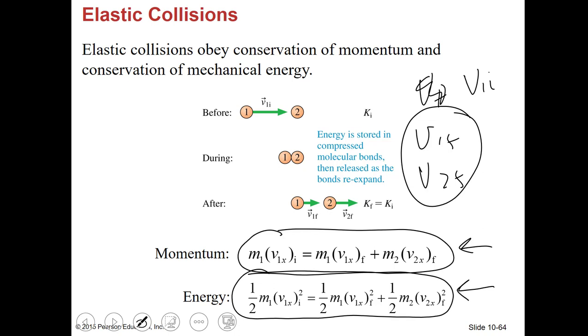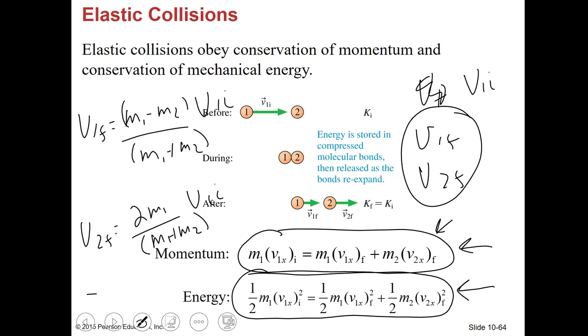So the way to do this would be to solve for V2 final, say in this equation, and then plug it into the other equation. It's a little messy mathematically, but not too bad. When you do that, you get this set of equations. So again, what I wanted was to predict V1 final and V2 final just based on V1 initial and knowing the masses. And that's what I have here.